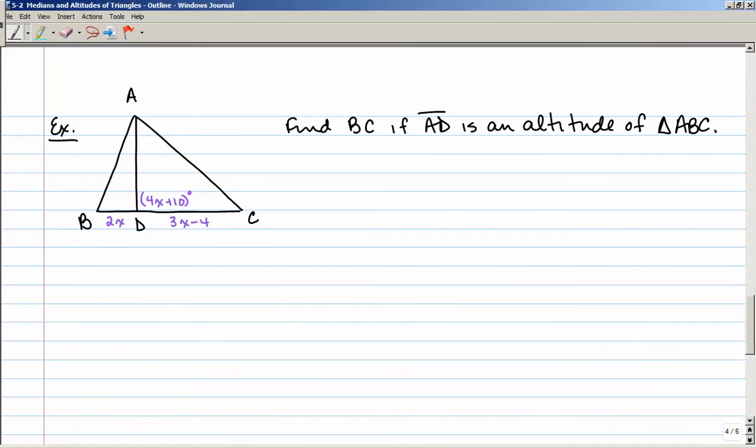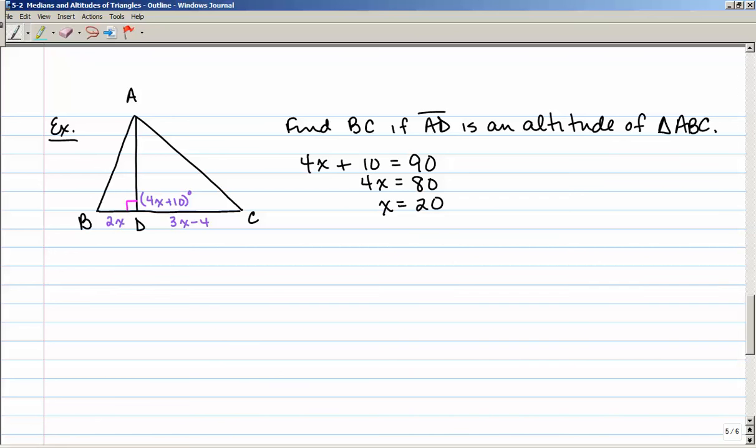So given triangle ABC, we need to find the length of segment BC if AD is an altitude of triangle ABC. Well, if AD is an altitude, then that means that this is perpendicular. AD is perpendicular to BC. And that means that this angle, angle ADB, and also angle ADC, are right angles or measure 90 degrees. So I can say 4x plus 10 equals 90. Subtracting 10 from both sides, 4x equals 80, or x equals 20.